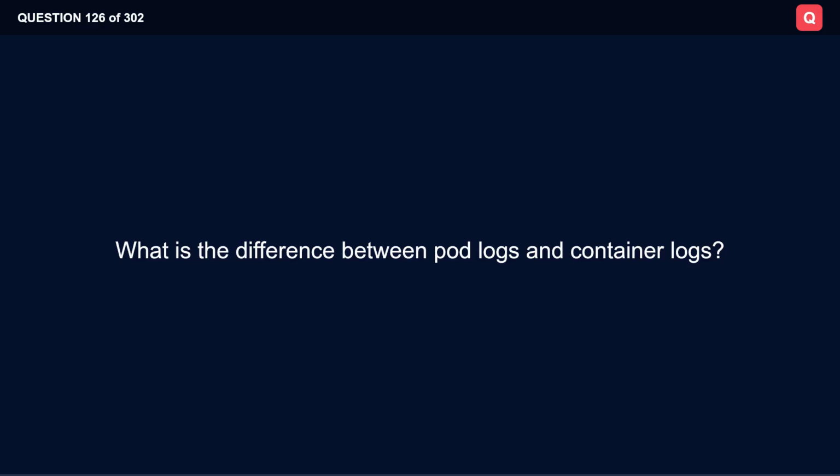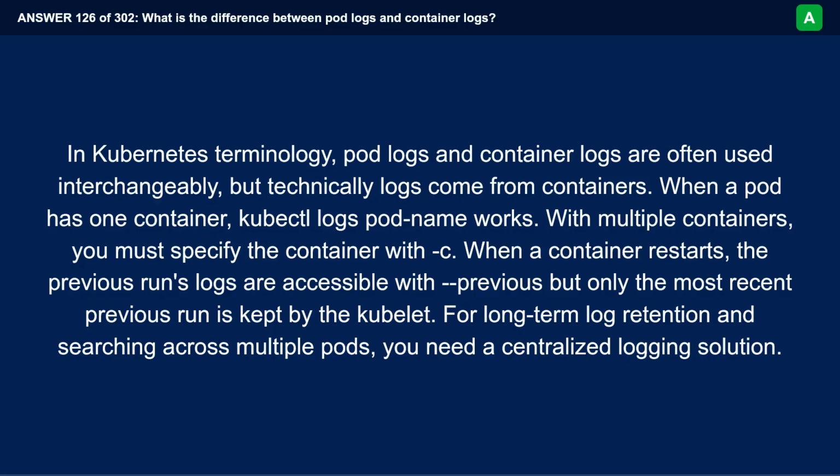What is the difference between pod logs and container logs? In Kubernetes terminology, pod logs and container logs are often used interchangeably, but technically logs come from containers. When a pod has one container, kubectl logs pod-name works. With multiple containers, you must specify the container with -c. When a container restarts, the previous run's logs are accessible with --previous, but only the most recent previous run is kept by the kubelet. For long-term log retention and searching across multiple pods, you need a centralized logging solution.